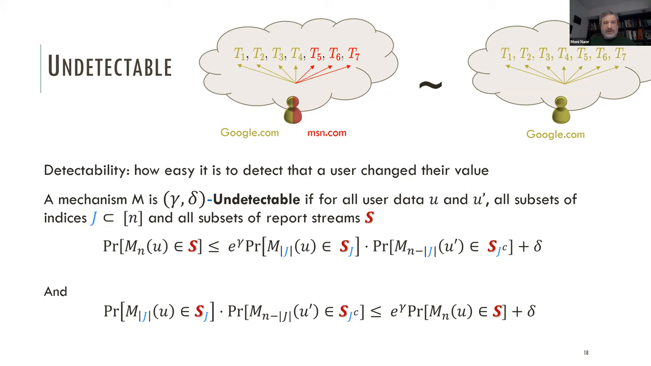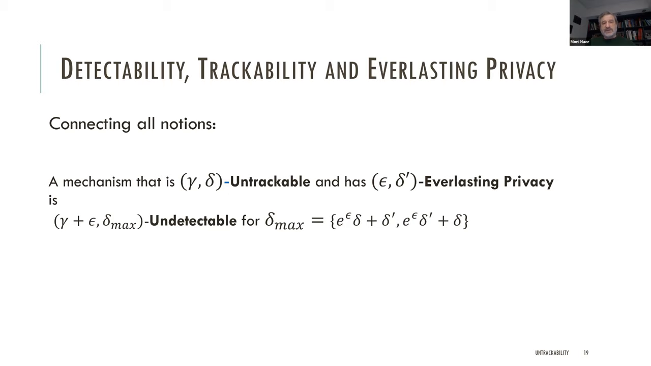And now we can connect all those notions. If we have a mechanism that is gamma, delta untrackable and has epsilon, delta prime everlasting privacy, then it's going to be gamma plus epsilon, delta max undetectable, for a delta max very close to delta plus delta prime. So once you have untrackability and everlasting privacy, you achieve undetectability for free.